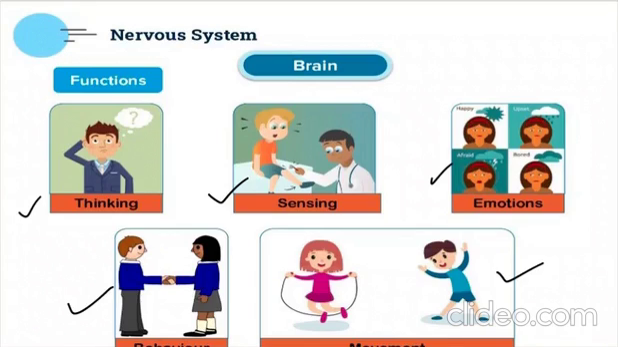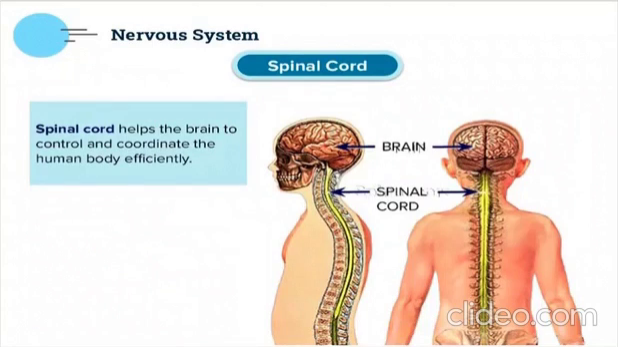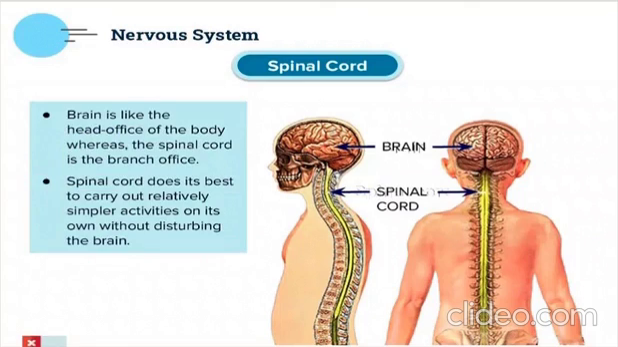Now the next part is the spinal cord. What is the spinal cord? You may wonder why I was doing the brain and came to the spinal cord. Because the spinal cord is the thing in our body which helps the brain to do control and coordination in our human body efficiently, so that our brain can perform all the things nicely and efficiently. The brain is, as I said, the head office of the body, and the spinal cord is the branch office.